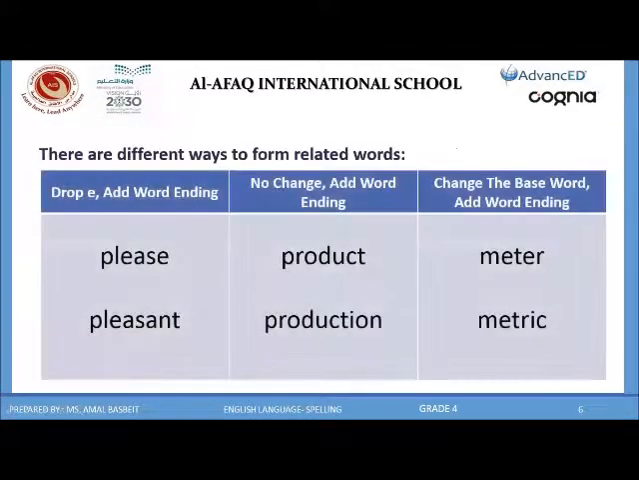There are three different ways to form related words. The first: if the ending is an E, I drop the E and add the word ending. Please, pleasant. Second, no change, add the word ending. Product, production. Third, change the base word, add the word ending. Meter, metric.